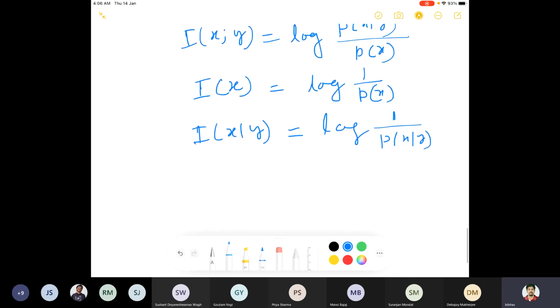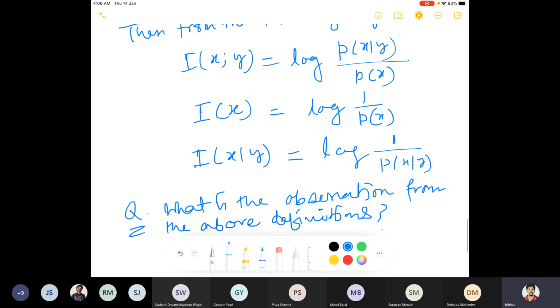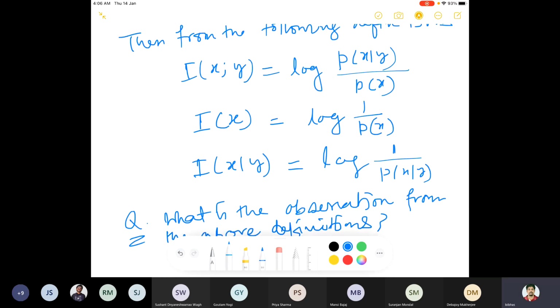Now the question is, what is the observation from the above definitions? What can you say about these quantities? These are all mutual information or self information. In fact, this is the conditional self information, this is self information, and this is mutual information.